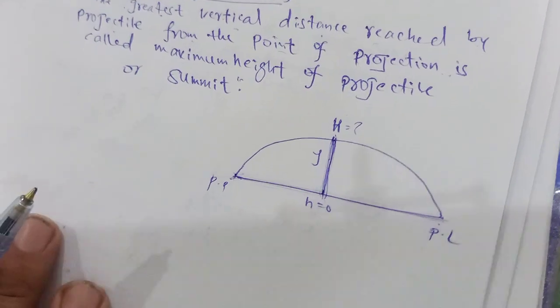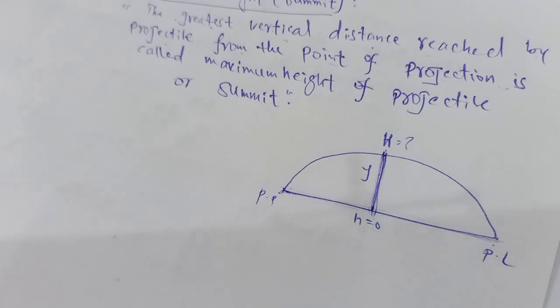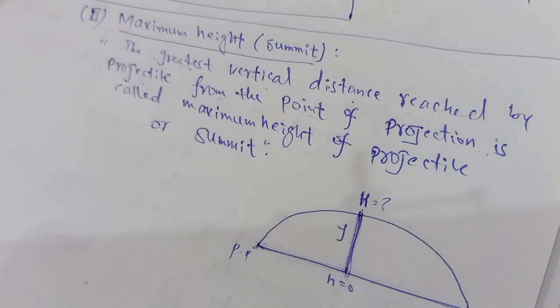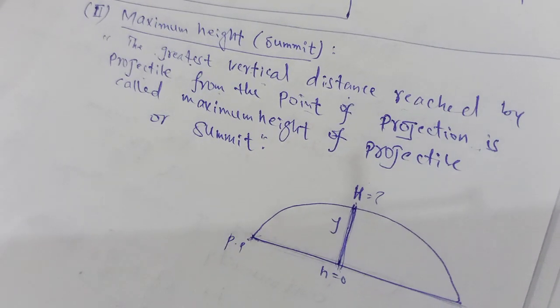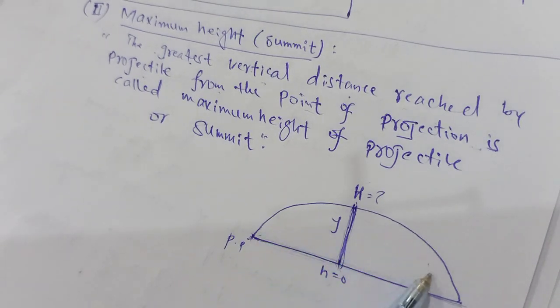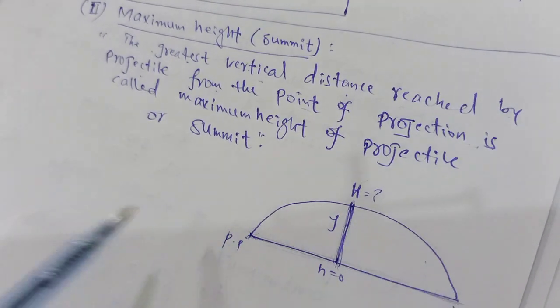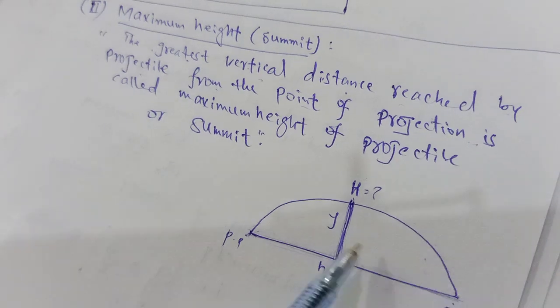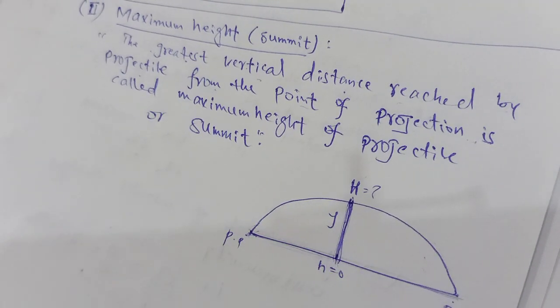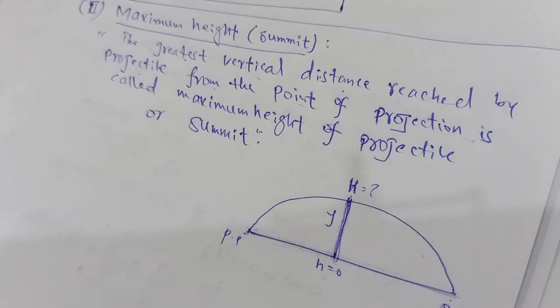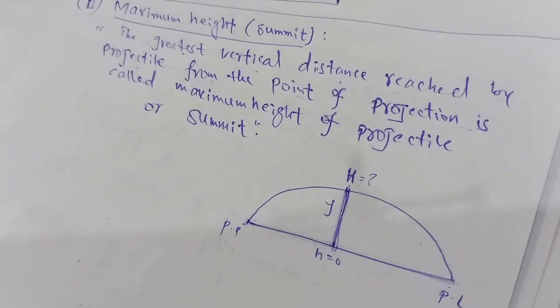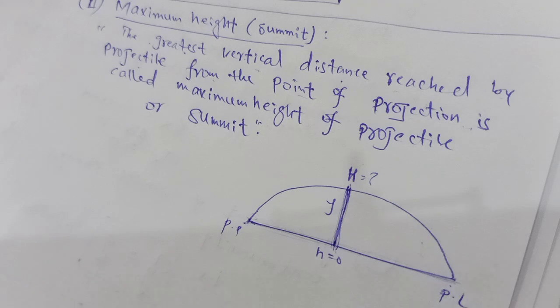So now we will derive the equation for maximum height of projectile. Why do we derive an equation for maximum height or summit of projectile? Let's suppose we are studying a projectile motion and we are told to find the height of projectile. So how will we find the height of projectile? For that we have a formula, and now we will derive that formula. Clear?